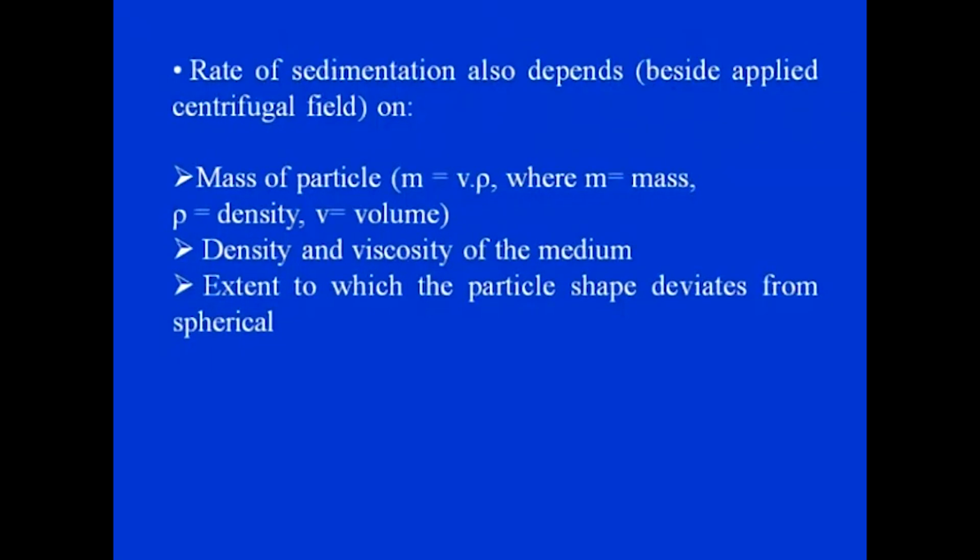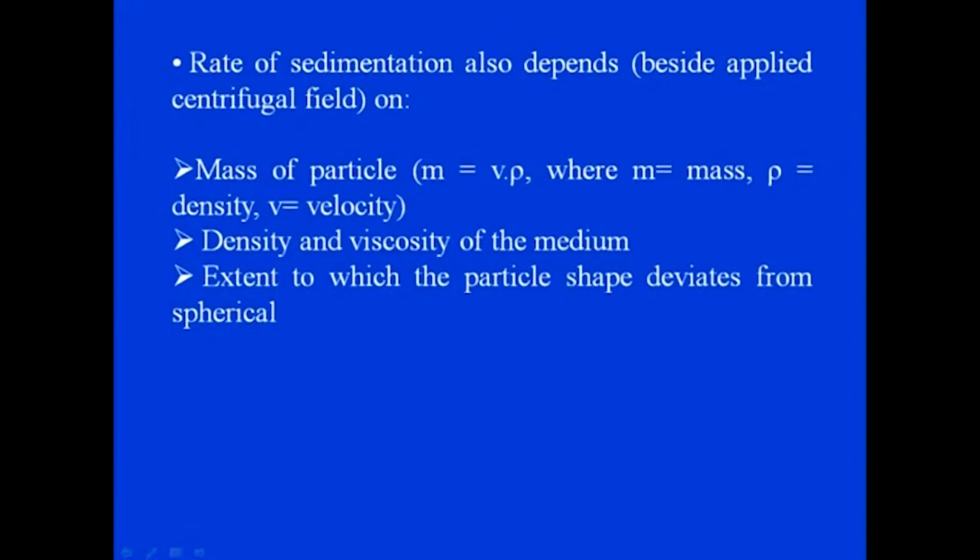So, the relative centrifugal field, in terms of multiples of G, or in very simple terms the applied centrifugal field, is one important determinant of the rate of sedimentation. Now, the rate of sedimentation also depends, besides the applied centrifugal field, on other factors. One is the mass of the particle. Mass is the density multiplied by the volume, and then it also depends on the density and viscosity of the medium in which it is suspended.